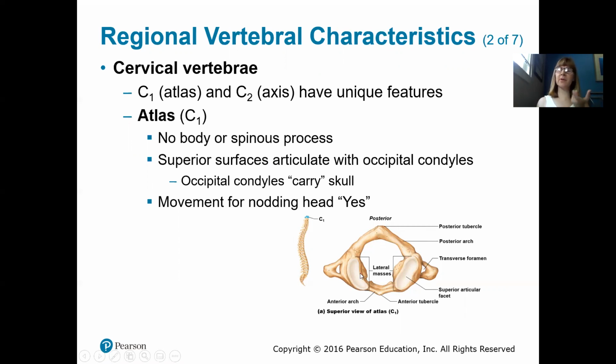And remember those occipital condyles that were on the bottom of your skull next to that foramen magnum, those little bumps? Well, this is what they articulate to. They articulate to these little things here. So that's what carries your skull. And this is what allows your head to go yes. Okay, that's your atlas.